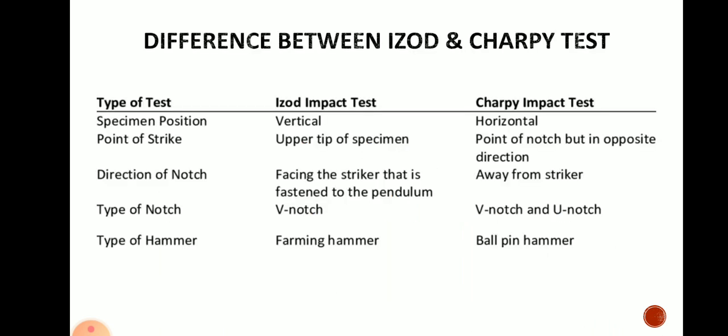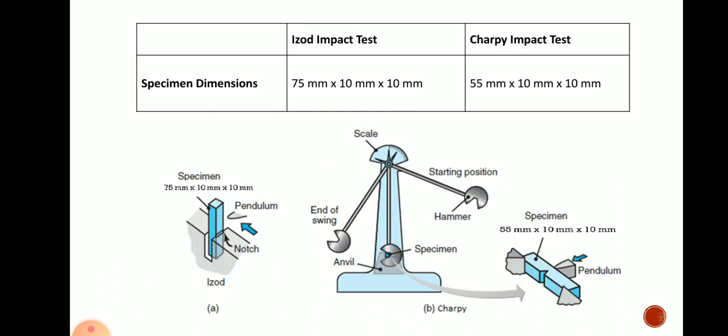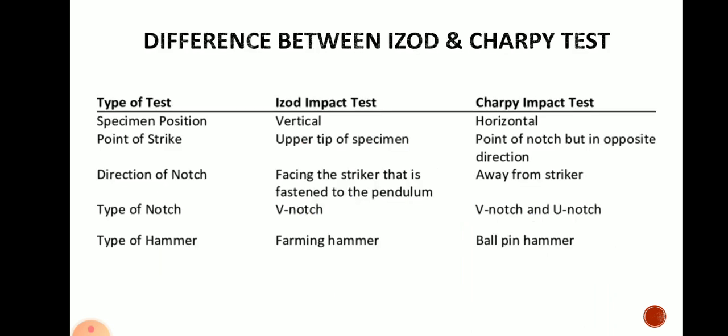Second difference is point of strike. In Izod impact test, upper tip of that specimen will be struck by the hammer, whereas in Charpy test the point exactly opposite to the direction of that V notch will be hit. So again in this diagram you can observe that pendulum strikes exactly at the top or tip of that specimen, whereas in Charpy test you can observe that pendulum will hit exactly in opposite direction of V notch. This will be second difference.